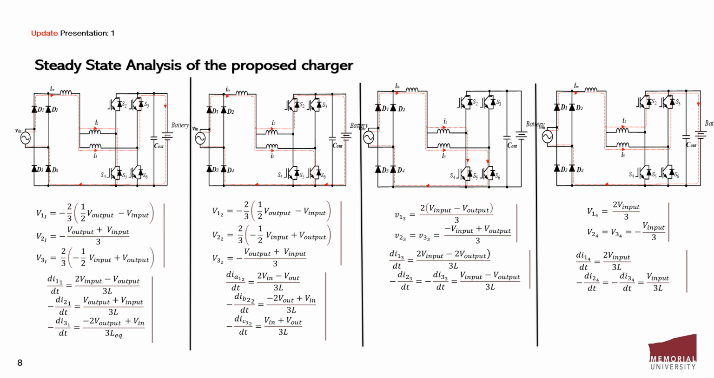So this is the steady state analysis, the equations for each of the modes. For example, for mode 1 the voltage across the coupled inductor leg 1 is -2/3 multiplied by the expression half of output voltage minus input voltage. And for example, if we take mode 3, the voltage across inductor leg 2 is the same as the voltage across inductor leg 3, and it is given by negative input voltage plus output voltage, all divided by 3.